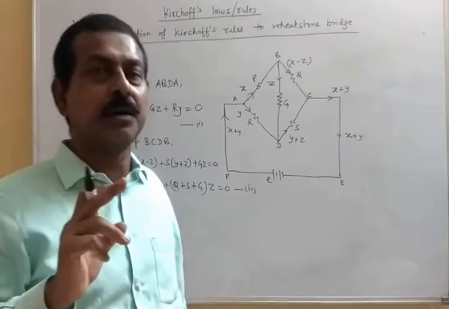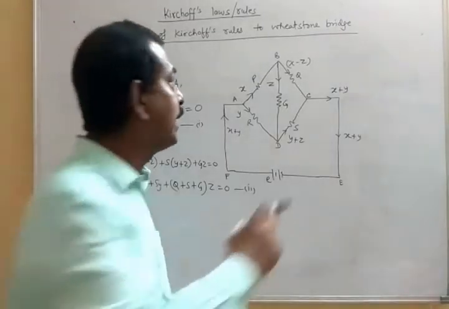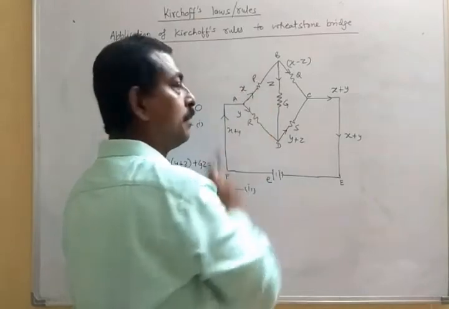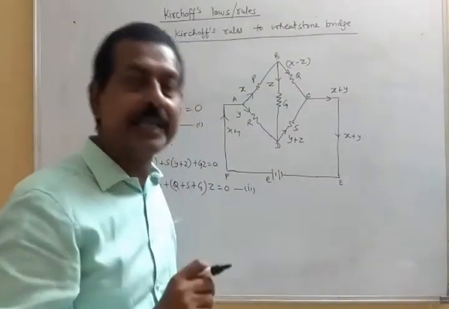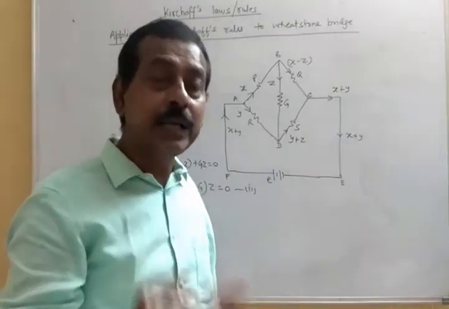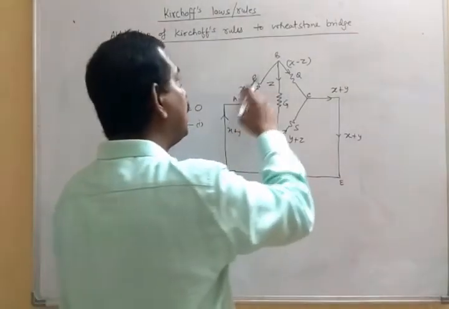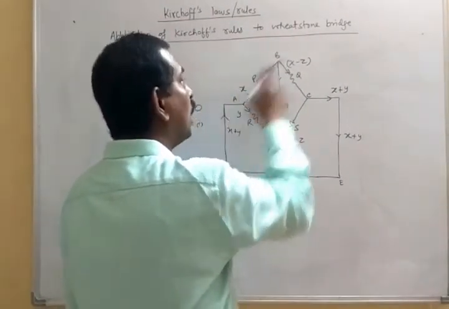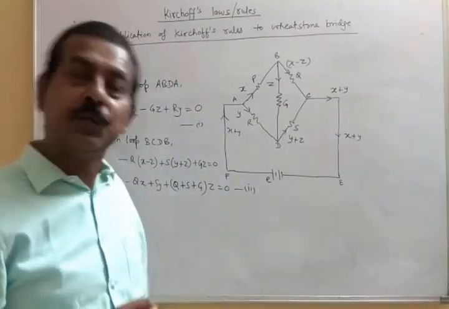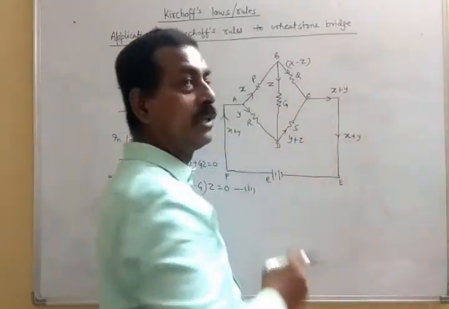But be very clear. It's not that you cannot take this big loop A, B, C, D, A. You can take this as one loop. But then the second loop, which you can take for framing equations, may be either A, B, D, A or B, C, D, B. That you can take. But you cannot take all three here simultaneously.